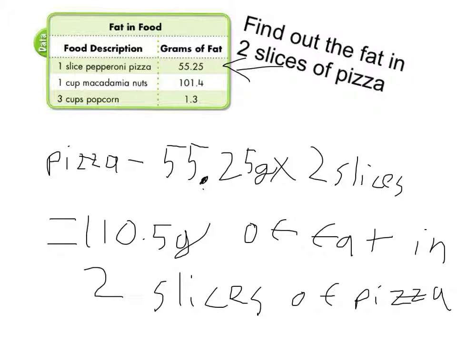There are 55.25 grams of fat in 1 slice of pepperoni pizza. And since I need to find the fat in 2 slices, I multiply 55.25 by 2. And that becomes 110.5 grams of fat in 2 slices of pizza.